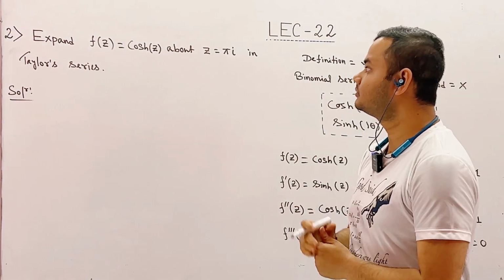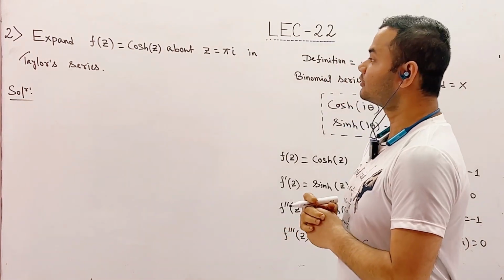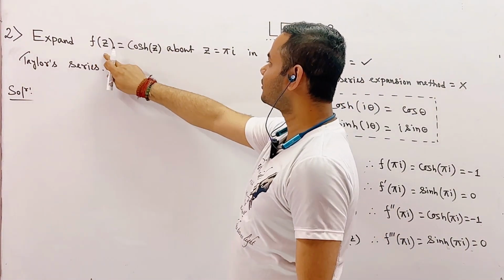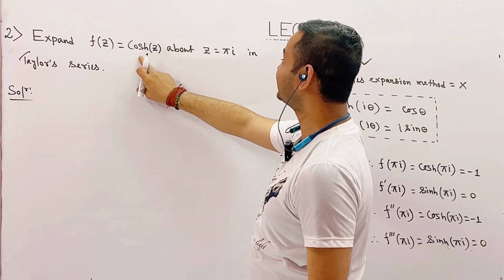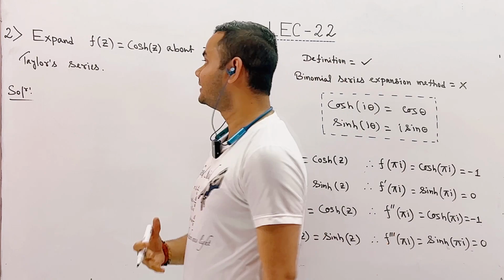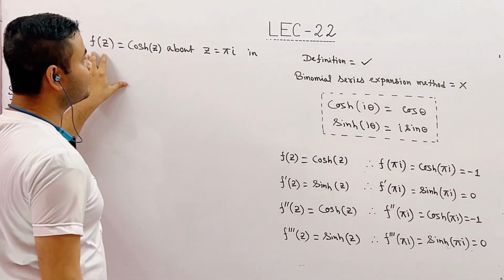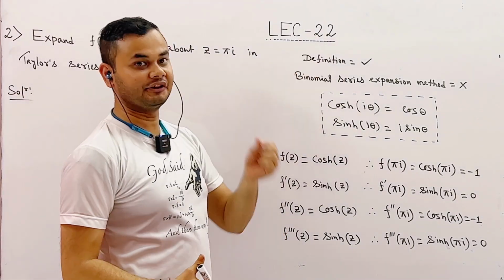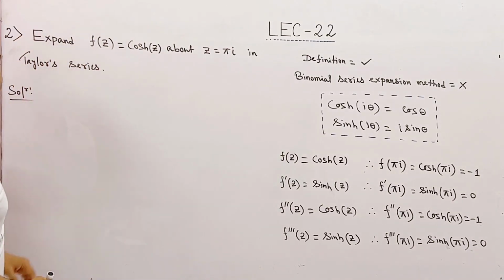Next, let me solve the second problem. Second problem says expand f of z is equal to cos hyperbolic z about z equal to pi iota in Taylor series. Again, this function f of z will be expanded with the help of definition only. Now let us solve.